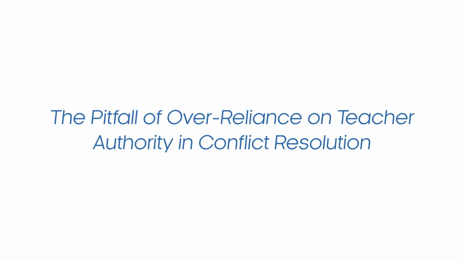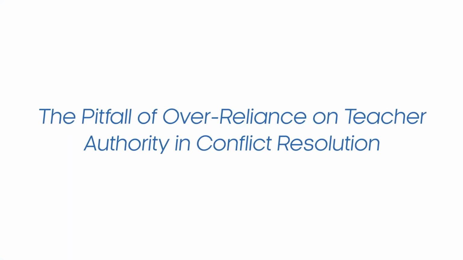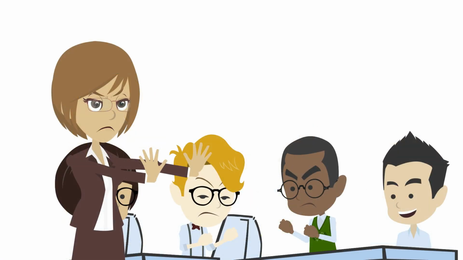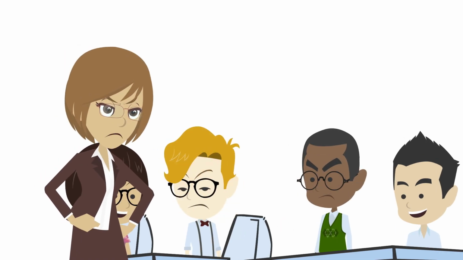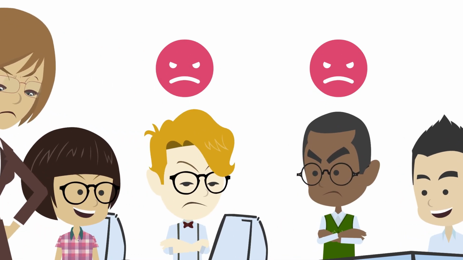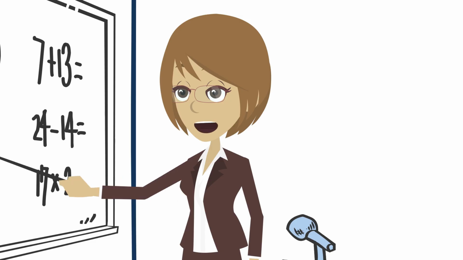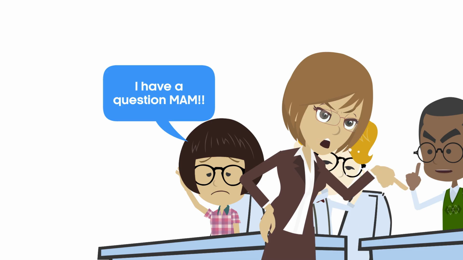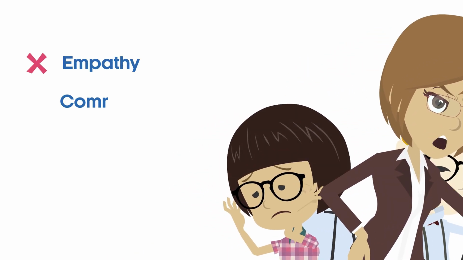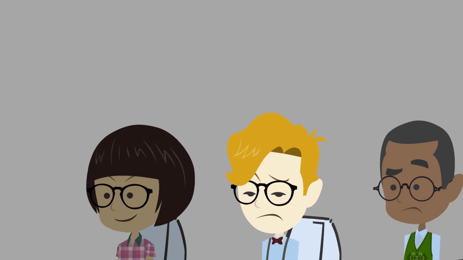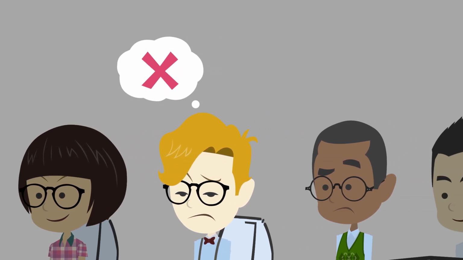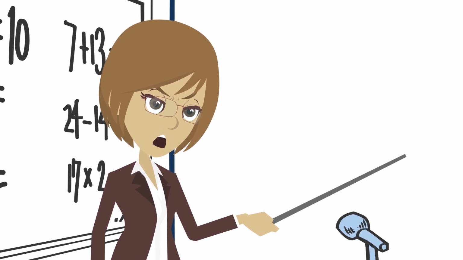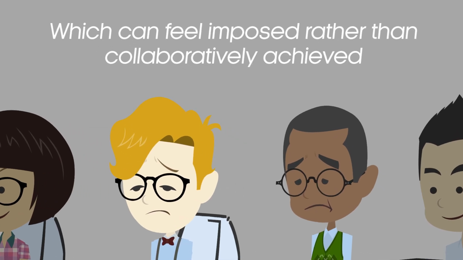The pitfall of over-reliance on teacher authority in conflict resolution. When teachers take the lead in solving classroom conflicts through direct authority, the approach, though often efficient, can unintentionally foster resentment and hostility among students. This reliance on authority can deprive students of the opportunity to engage in conflict resolution actively, limiting their development of essential skills in empathy, communication, and negotiation. Instead of learning to navigate disagreements independently, students may feel compelled to suppress their perspectives to conform to the teacher's directive, which can feel imposed rather than collaboratively achieved.